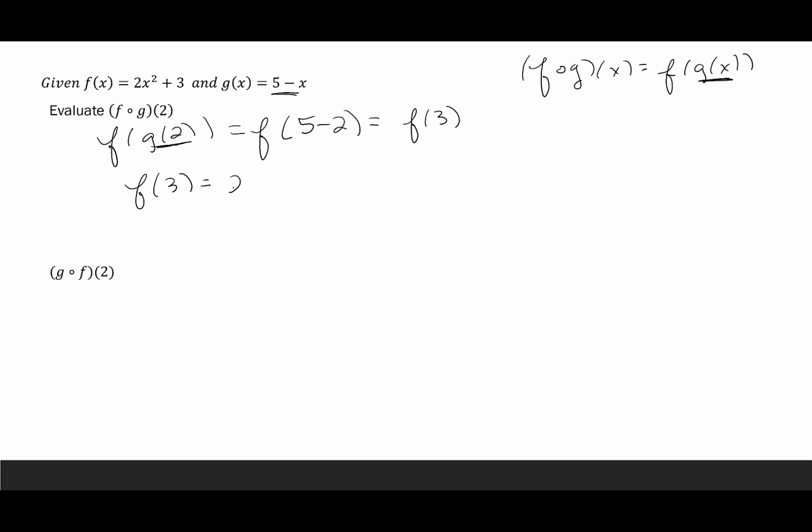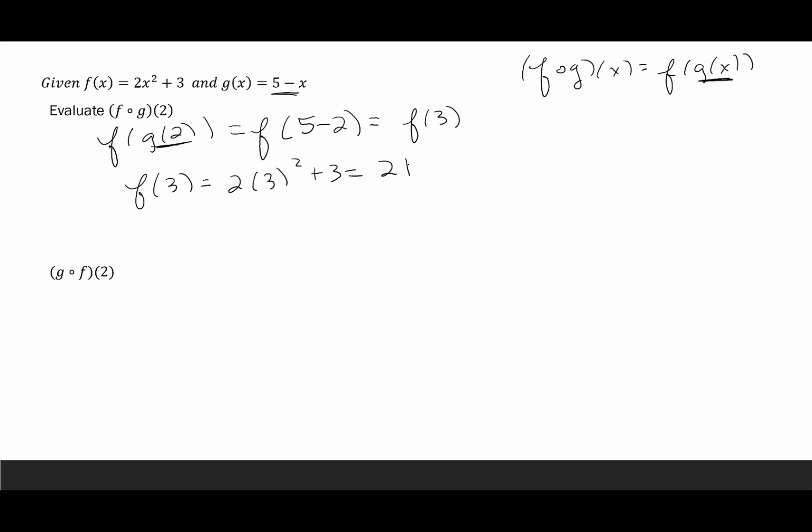So f says I have 2 times 3 squared plus 3. Grab your calculator, do it in your head, whatever. 3 squared is 9, 9 times 2 is 18, 18 plus 3 is 21. So you're just plugging it in and going along. I'm going to do it again.